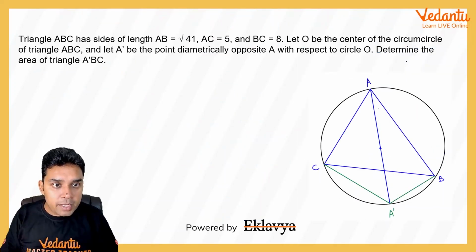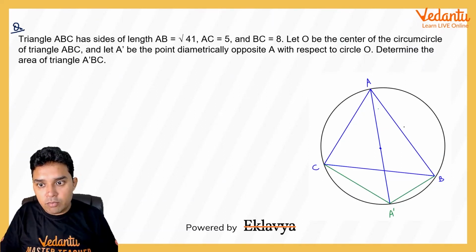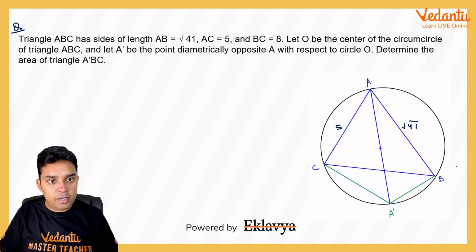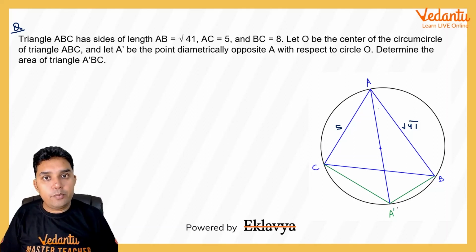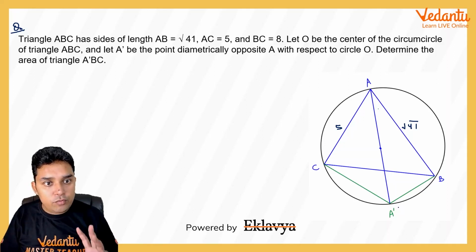Now coming to next question. This question is triangle ABC has sides of length AB is equal to root 41 and AC is 5, BC is 8, O is the center of the circumcircle of triangle ABC and A dash is the point diametrically opposite to A with respect to O. Then we have to find the area of triangle A dash BC.